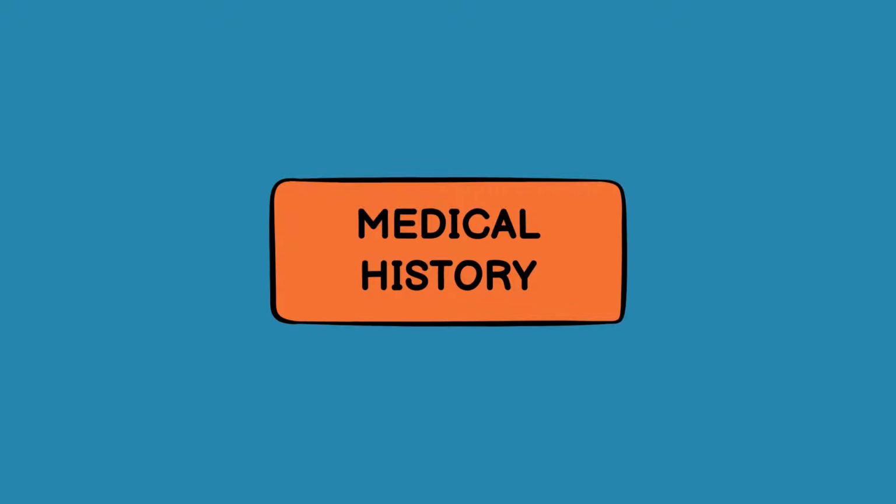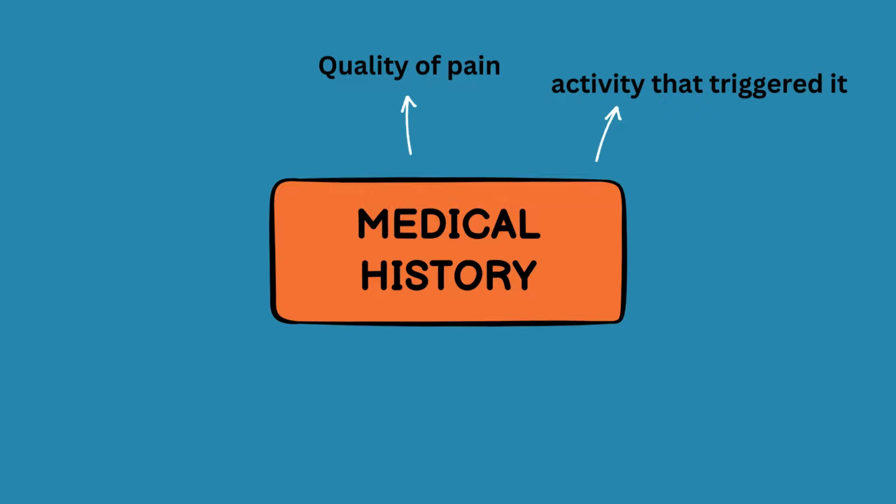When taking a medical history from a patient, a range of questions is asked to gather pertinent information, which includes information related to quality of pain, whether it is sharp, dull, stabbing, etc. Activity that triggered it. Intensity of pain through visual analog scale, with 0 being no pain and 10 being the worst pain. Location of pain, whether it is localized or does it radiate towards the shoulder, arms, or head.